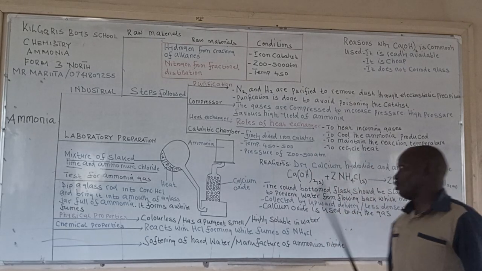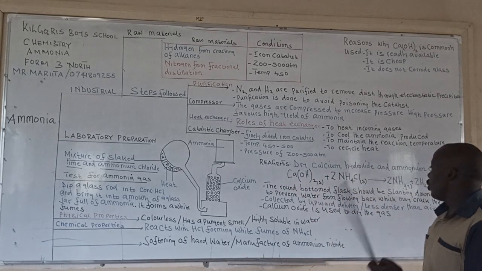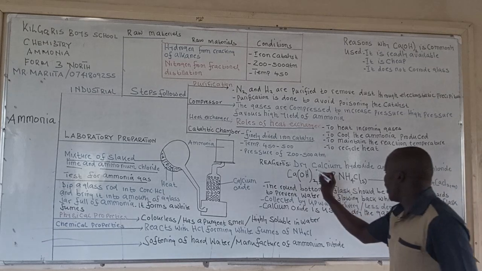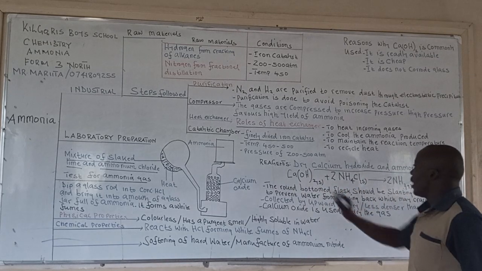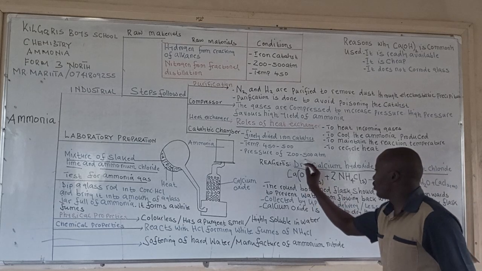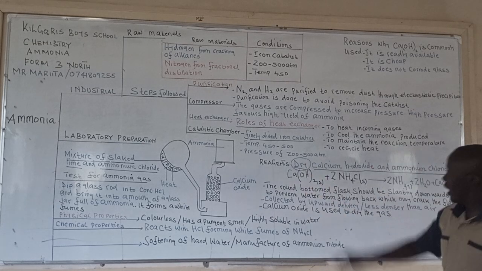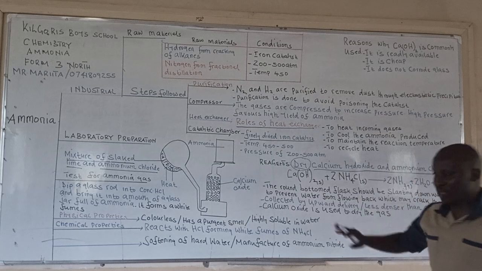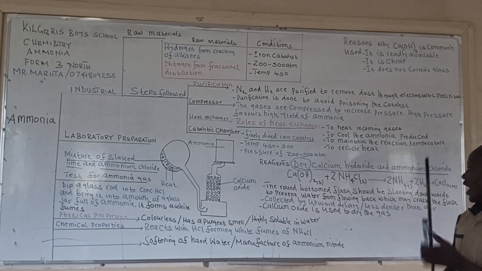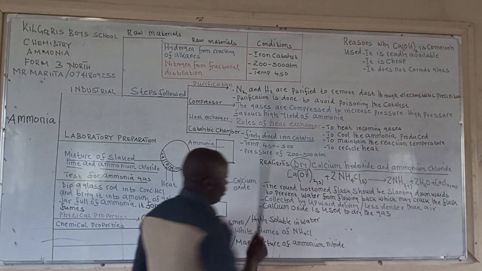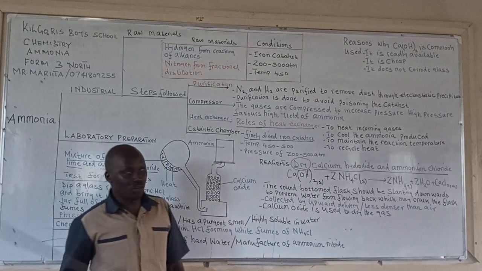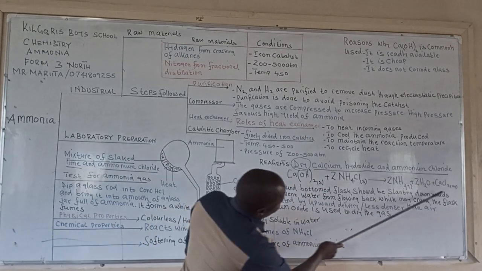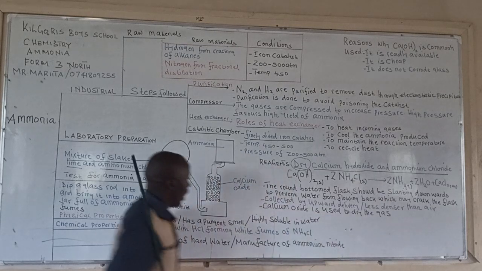Now, what are you supposed to know? A reagent, so you must have dry calcium hydroxide and ammonium chloride. They must be dry. You must have to mark. This is the key point. The reagent must be dry. Then we can have, of course, the calcium hydroxide, which is dry, combining with ammonium chloride, which is also dry. Then you can collect the ammonia gas.